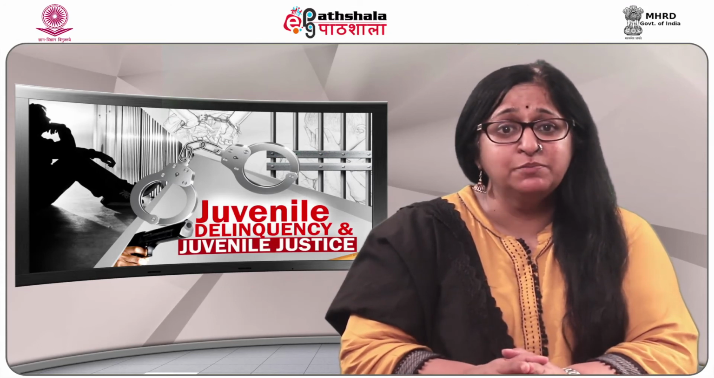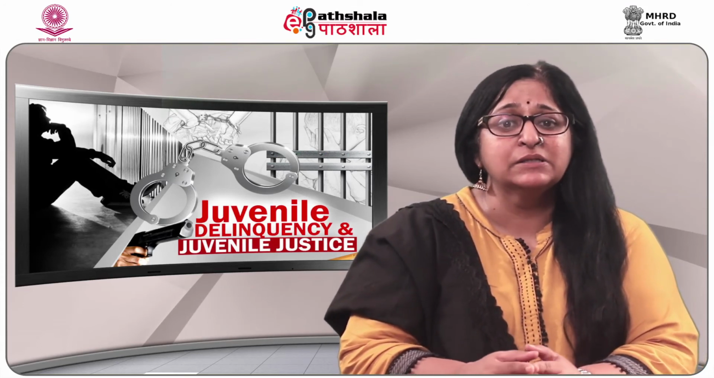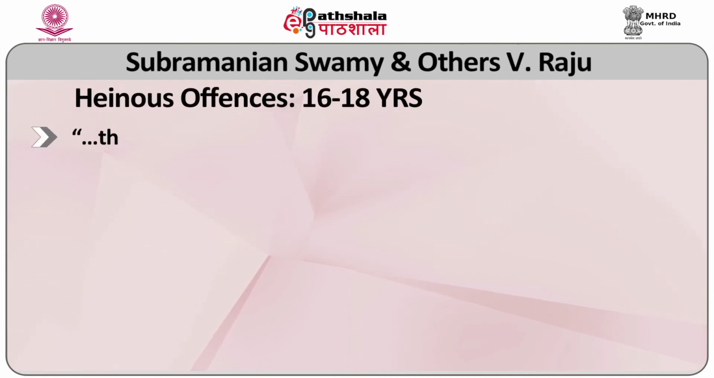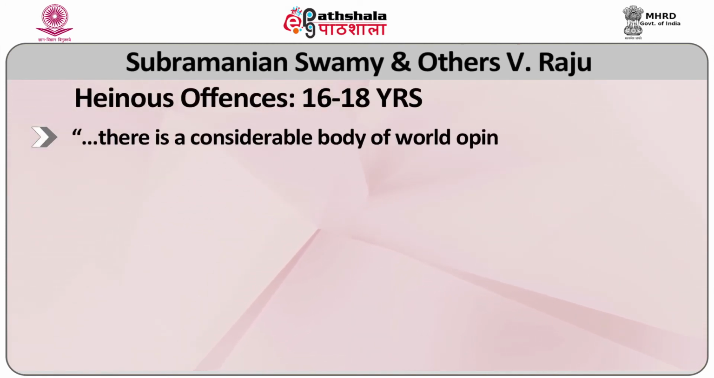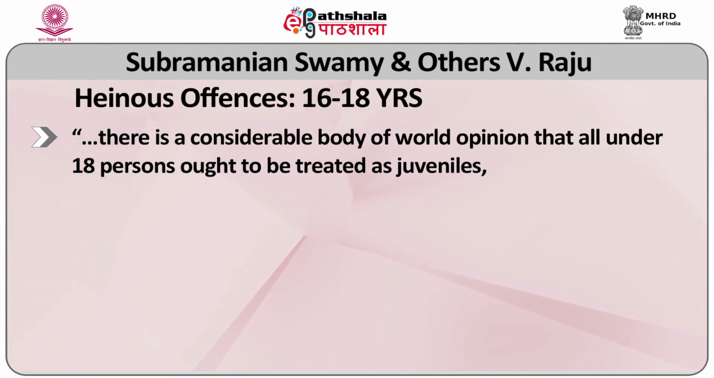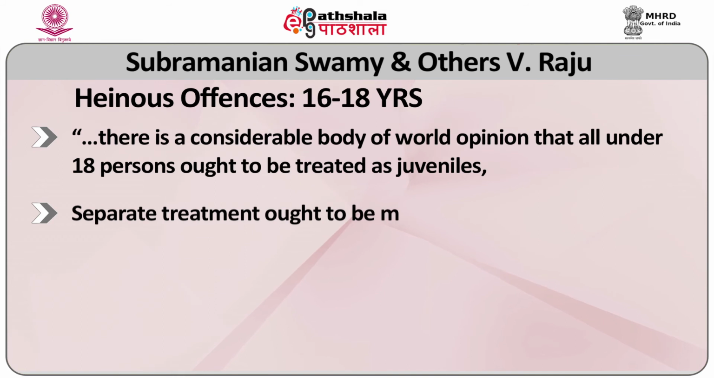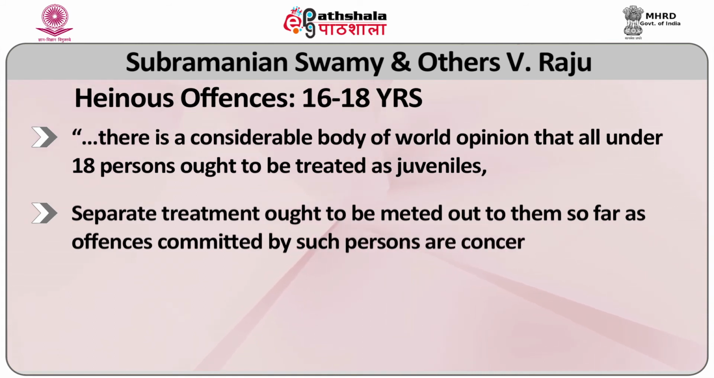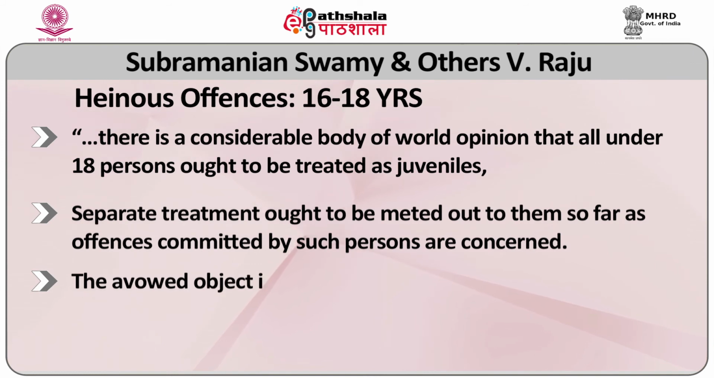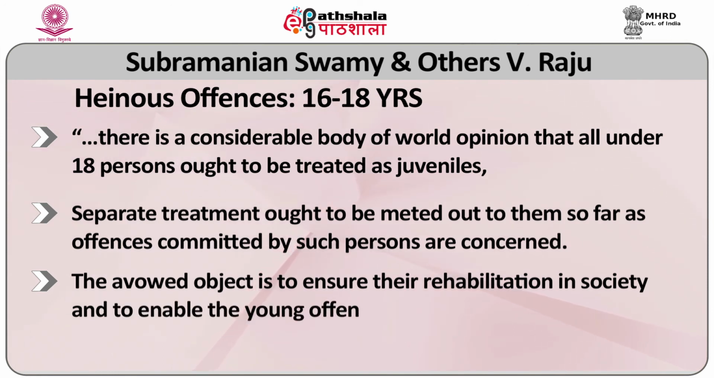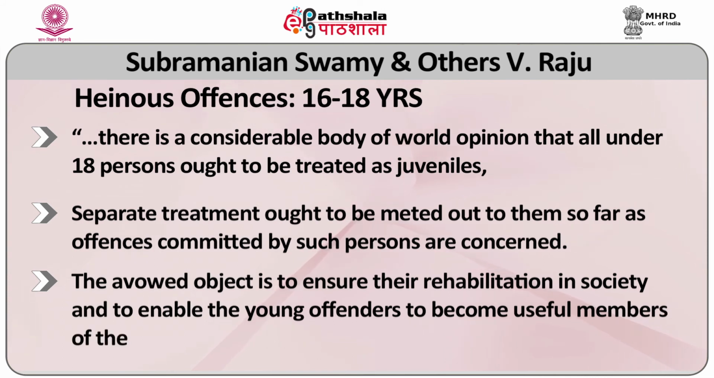In the other important judgment, that is Subramaniam Swamy and others versus Raju, the Supreme Court again observed as follows. It said there is a considerable body of world opinion that all under 18 persons ought to be treated as juveniles and that separate treatment ought to be meted out to them so far as offences committed by such persons are concerned. The avowed object is to ensure their rehabilitation in society and to enable the young offenders to become useful members of the society in later years.